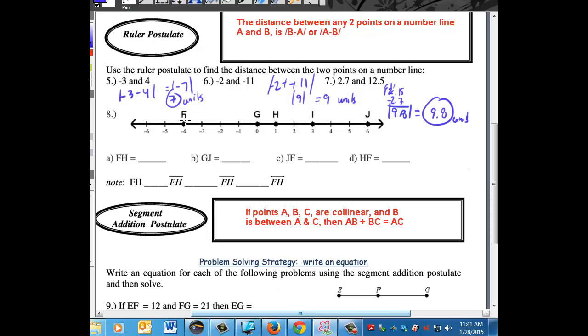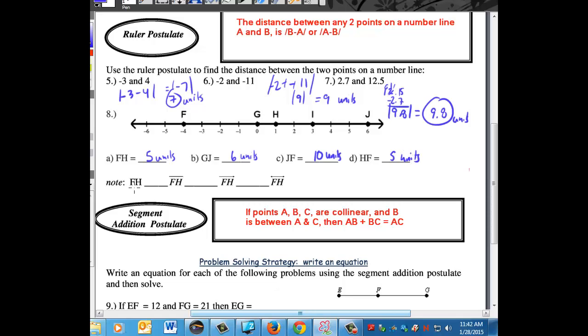We have FH, and for these I would just count. So FH, 1, 2, 3, 4, 5, 5 units. GJ, 1, 2, 3, 4, 5, and 6 units. And then JF, we're going to count left, 1, 2, 3, 4, 5, 6, 7, 8, 9, 10 units. And HF, 1, 2, 3, 5 units.